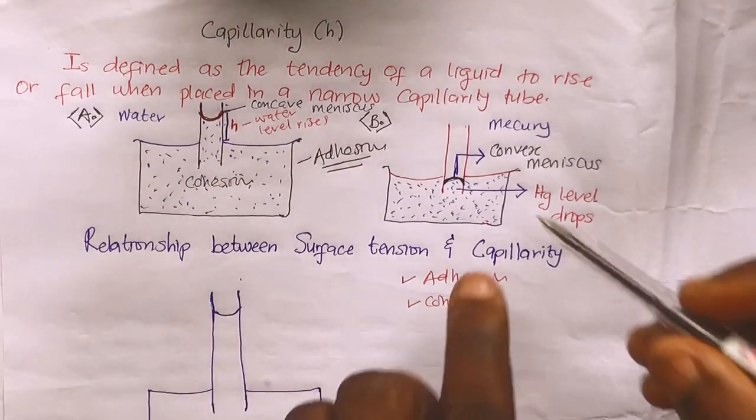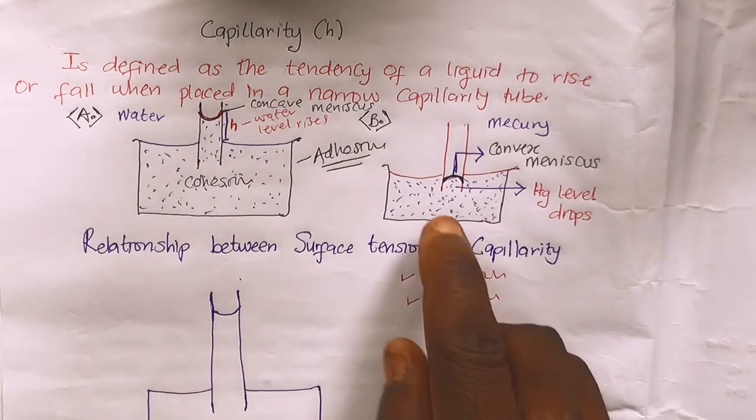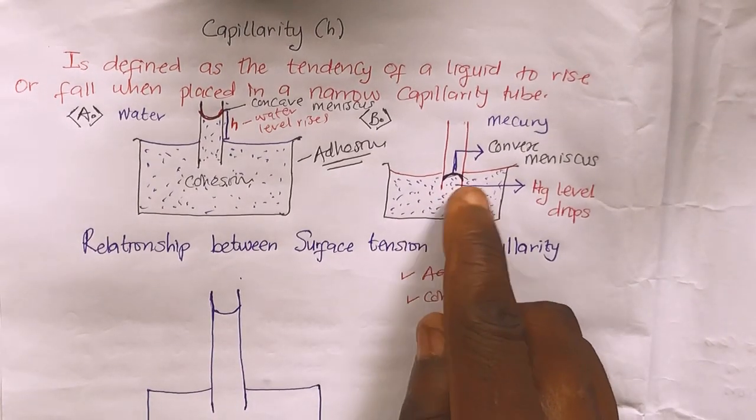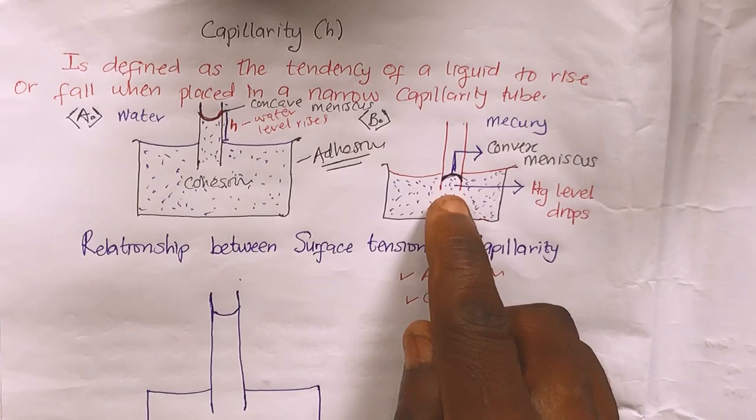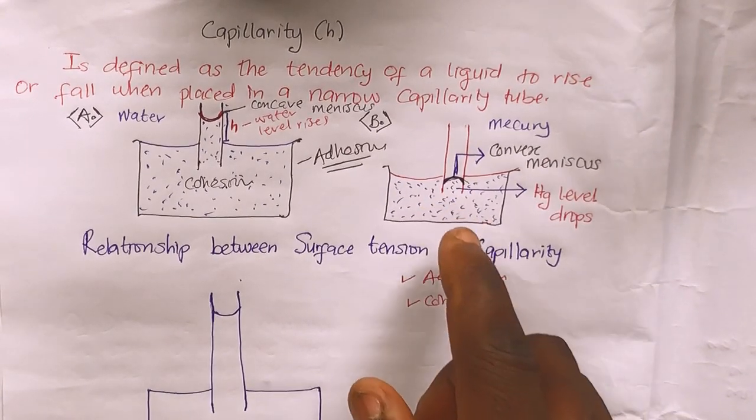But in this case, the adhesion force is lower than the cohesion force. That is, the force of attraction between the mercury molecules is higher than the adhesion force. That is, than the force of attraction between the molecules of different kinds. The force of attraction between mercury molecules is known as the cohesion force, right? Or just cohesive attraction.